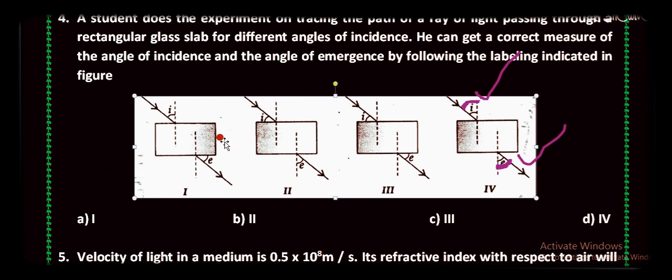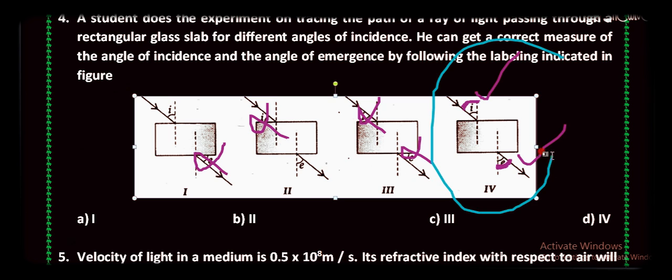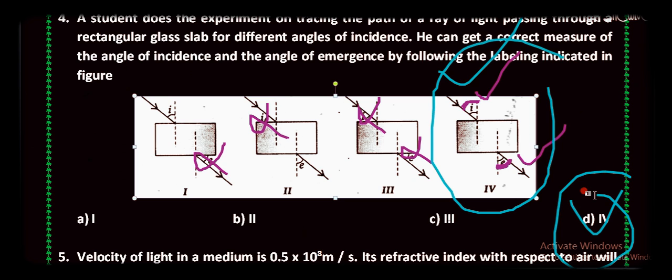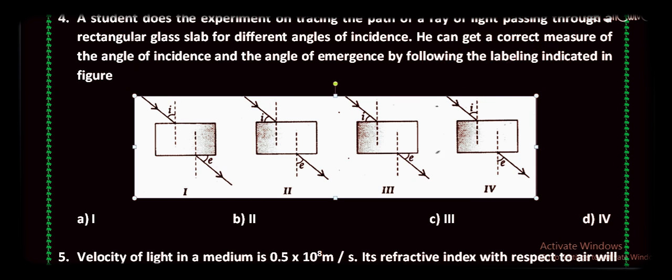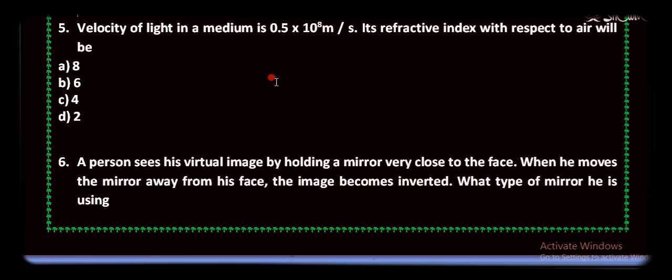So this is wrong here, the angle of emergence; this is wrong here, the angle of incidence; and this is again wrong, the angle of incidence and angle of emergence. So option D will be the right answer, the fourth option for the fourth question. Let's move to the next question without wasting any time. Some questions were easy and some questions were tricky. Okay, let's see the next question.